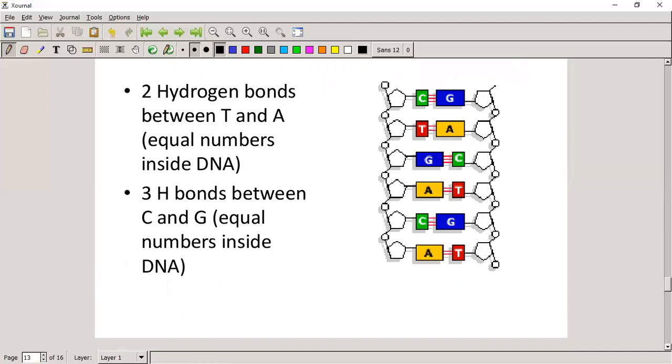Okay, how do they base pair? They base pair with hydrogen bonds. Between cytosine and guanine, or guanine and cytosine, there are always three hydrogen bonds. And between thymine and adenine, or adenine and thymine, there are always two hydrogen bonds.